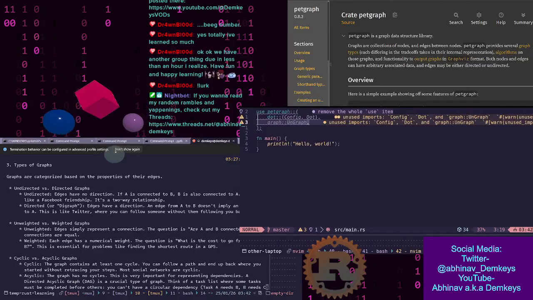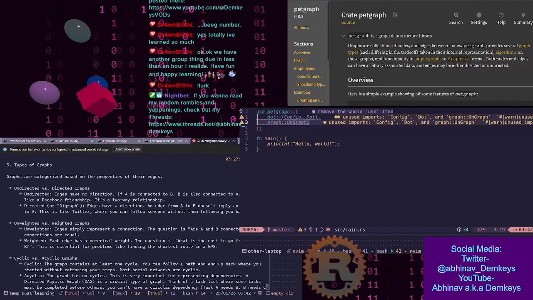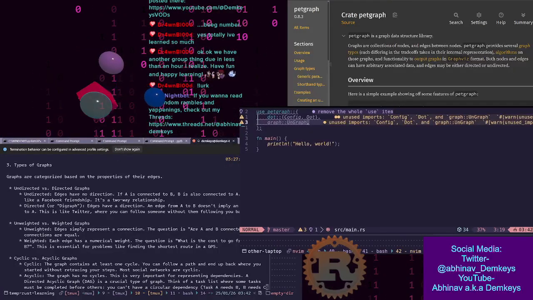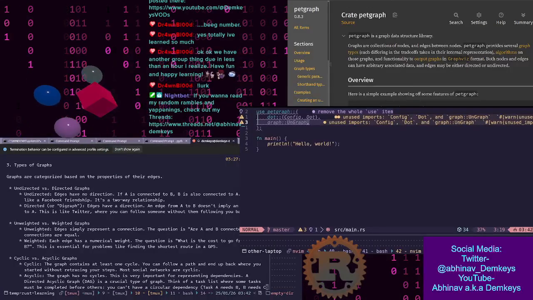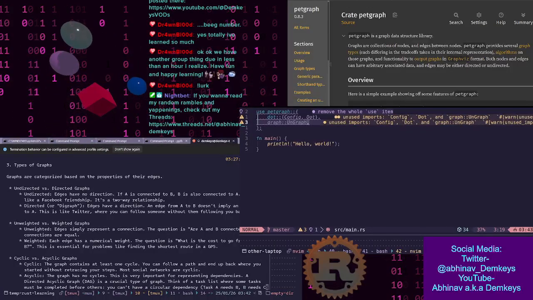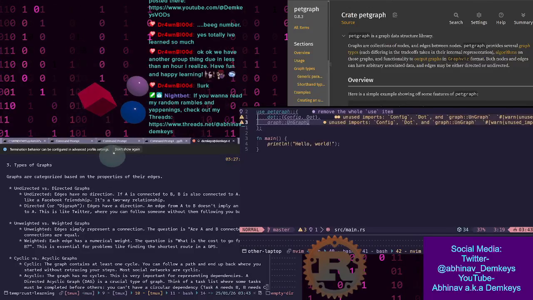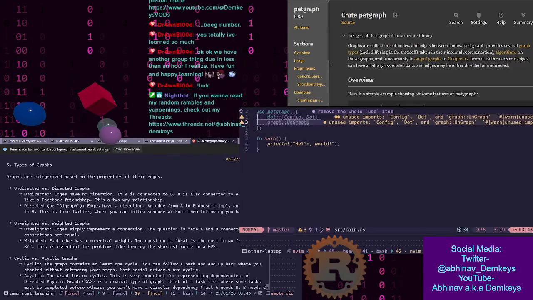Edges have no direction. If A is connected to B, B is also connected to A. This is like a Facebook friendship. It's a two-way relationship. Then you have directed graph. Edges have a direction. An edge from A to B doesn't imply an edge from B to A. This is like Twitter, where you can follow someone without them following you back. Okay.